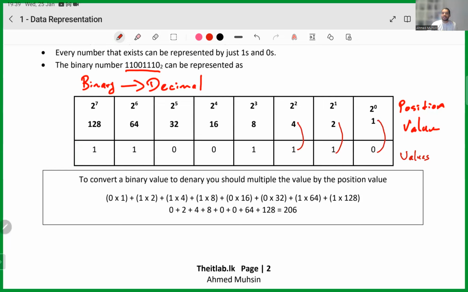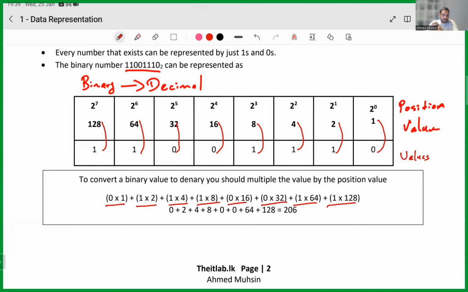And you can see that has already been done at the bottom. You can see 0 times 1, 1 times 2, 1 times 4. Then if you move on, 1 times 8, then 0 times 16, then 0 times 32, then 1 times 64, then 1 times 128. So again, just like how we did in decimal, we took the value and multiplied it by the position value.